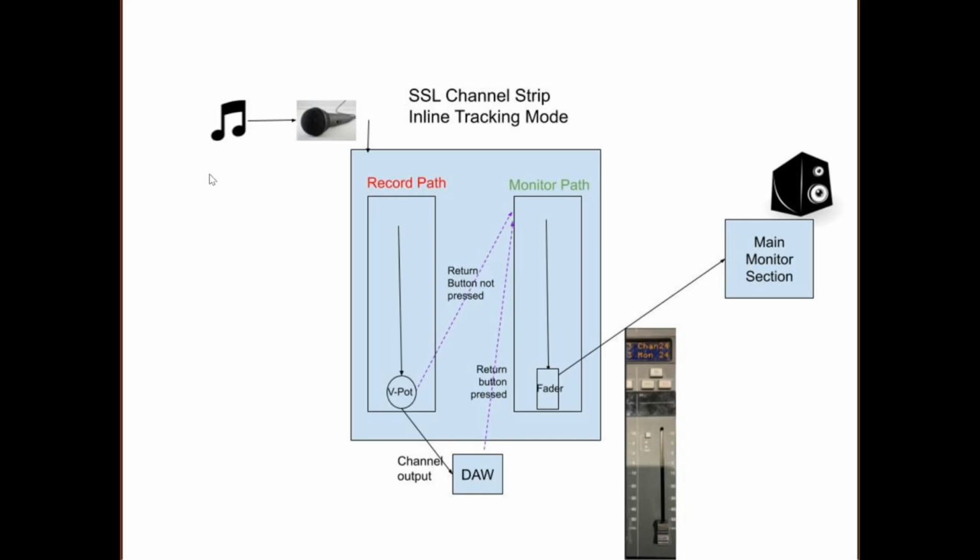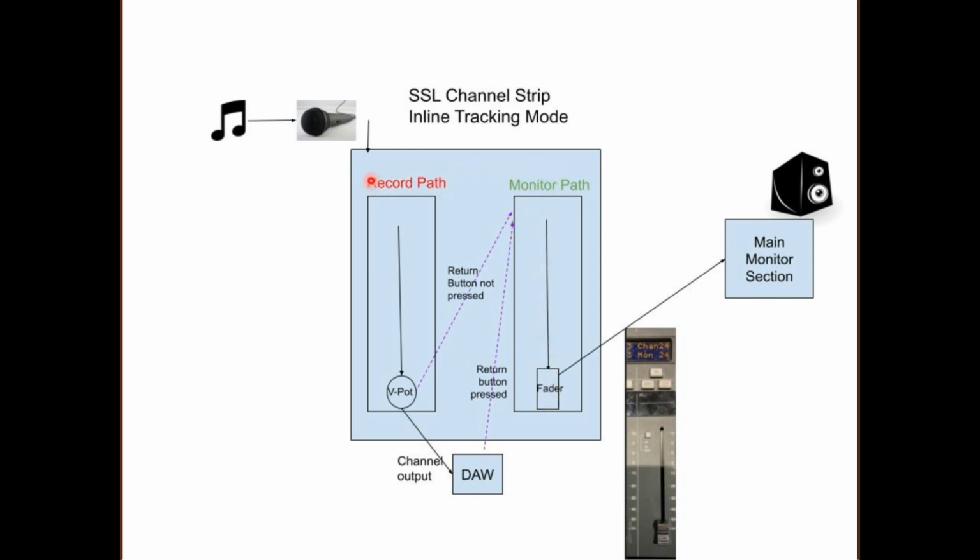In this diagram, up in the top left, there is a sound source, and that is going through a mic. That is then being fed into the SSL channel strip. And a reminder, we're looking at when the channel strip is in inline tracking mode. In inline tracking mode, the channel has 2 signal paths: a record path, shown here on the left, and a monitor path, shown here on the right.